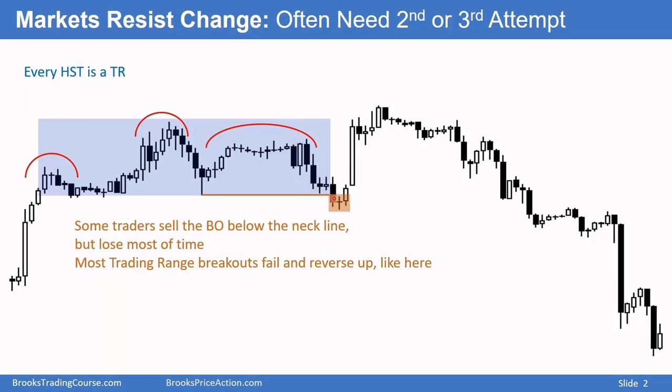This is expected. It's a bear breakout below a trading range. The markets resist change. The markets, when they're in a trading range, tend to stay in trading ranges, and breakout attempts below or above usually fail.